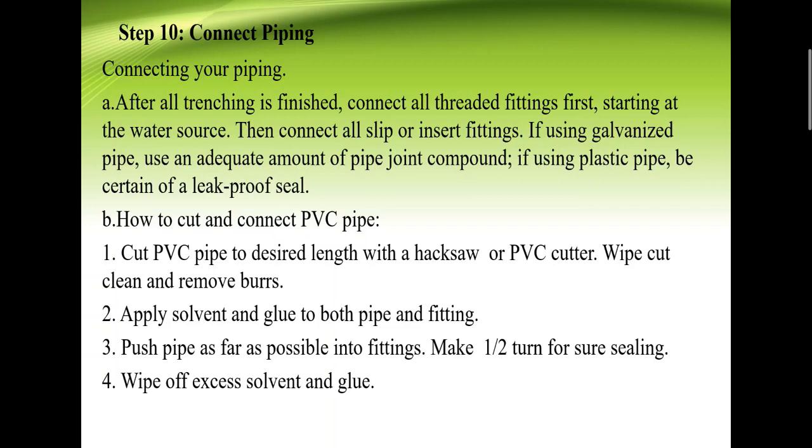Cut PVC pipe to desired length with a hacksaw or PVC cutter. Wipe, cut clean, and remove burrs. Second, apply solvent and glue to both pipe and fitting. Push pipe as far as possible into fitting. Make a 1/2 turn for sure sealing. Wipe off excess solvent and glue.